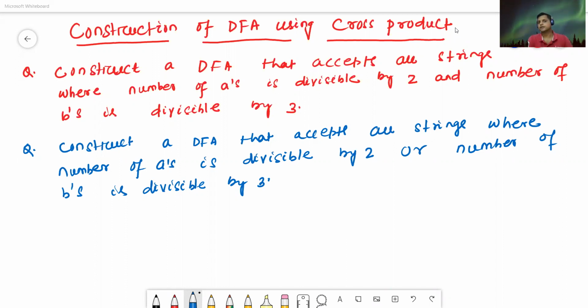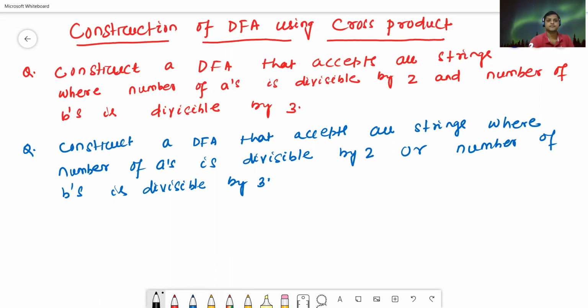What is the meaning of the construction of DFA using cross product? Here we have already discussed some different types of DFAs. We have constructed many different kinds of DFA, but in this class particularly we will focus on the concept of cross product.